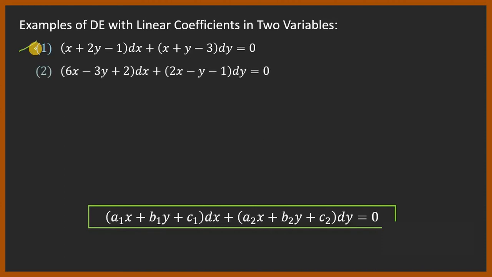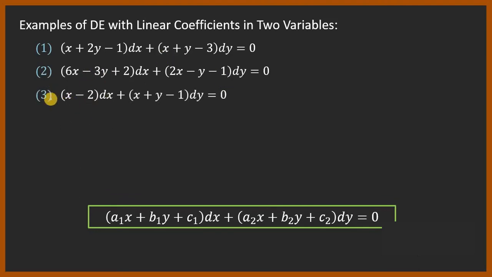Same with our example 2. So, these are our coefficients. We have 6, negative 3, and 2 for our M. And for our N, we have 2, negative 1, and negative 1 also. And lastly, for our third linear equation, we have our x minus 2 here.